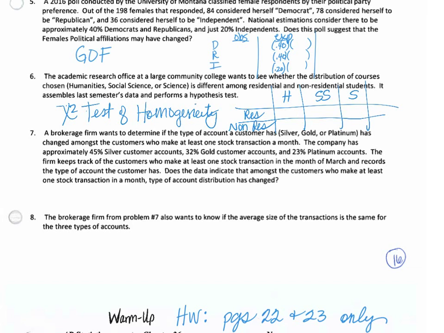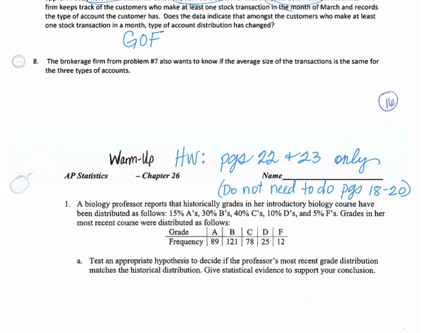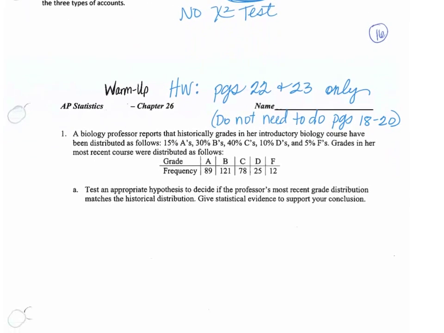All right, do you notice this? 45% of this type, 32% this type, 23% that type. Those are the expected percentages. What's it going to be? Goodness of fit. How about this last one? What if the brokerage firm wants to know the average size? Yep, no chi-squared test, because that's quantitative. How dare they try to come up with that?